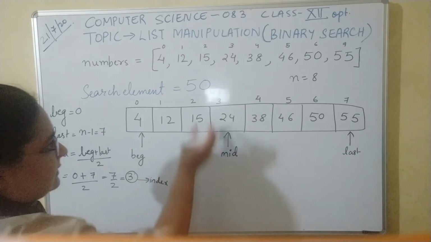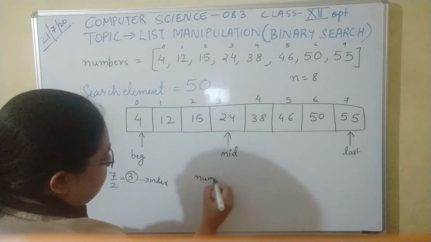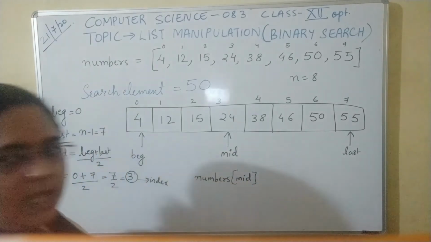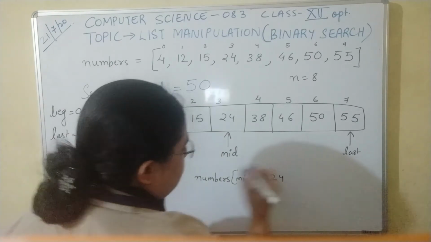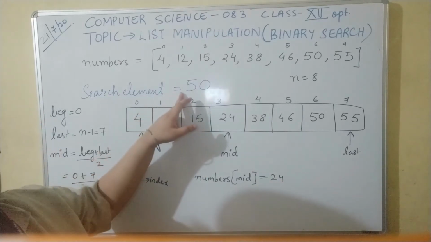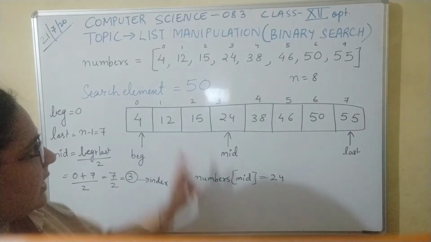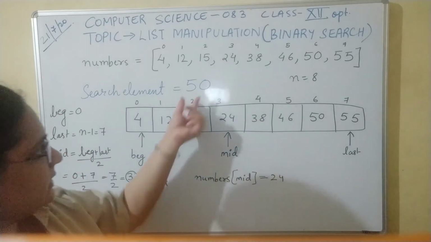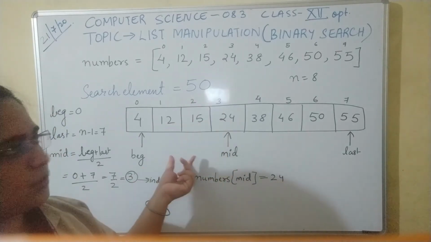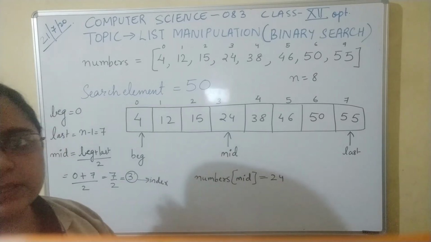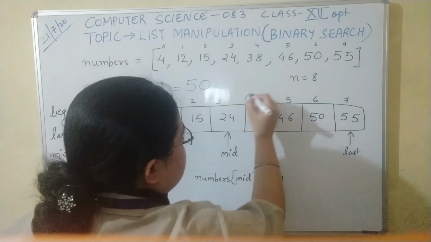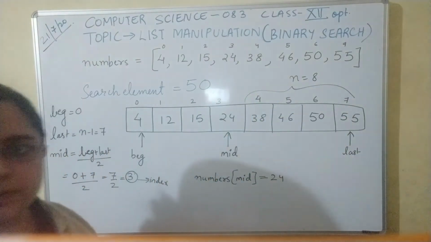But if you want to access the element, then you will have to write it this way: numbers[mid], and numbers[mid] is what? It is 24. So now we'll check, is 24 equal to the search element? Answer is no. So because they are not equal, now we will check whether element is less than the mid element. Is 50 less than 24? Answer is no. Is 50 greater than 24? Answer is yes. So that means now it is clear that my element lies in this part of the list.